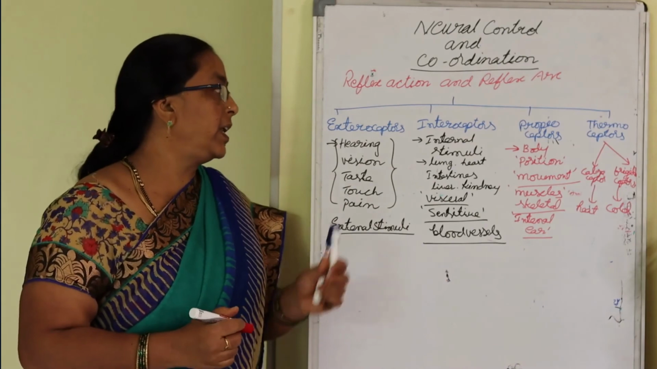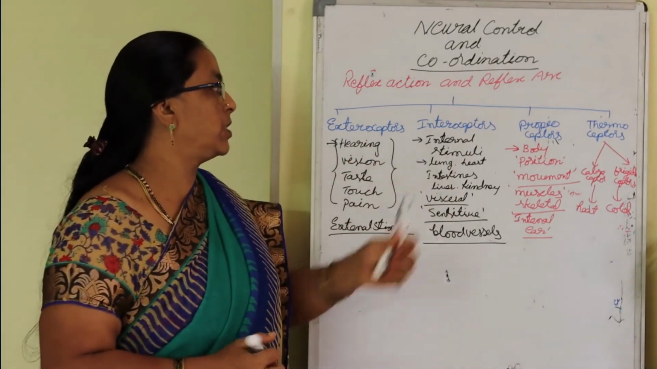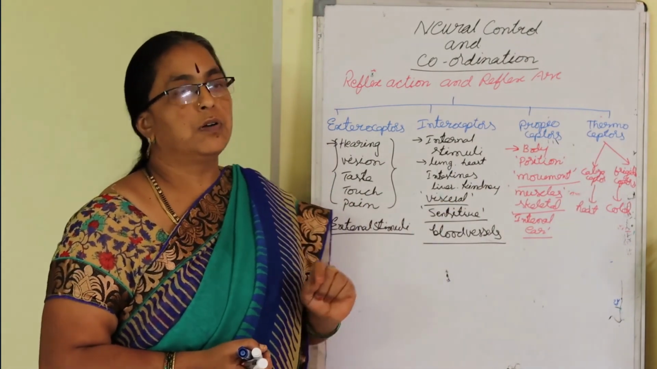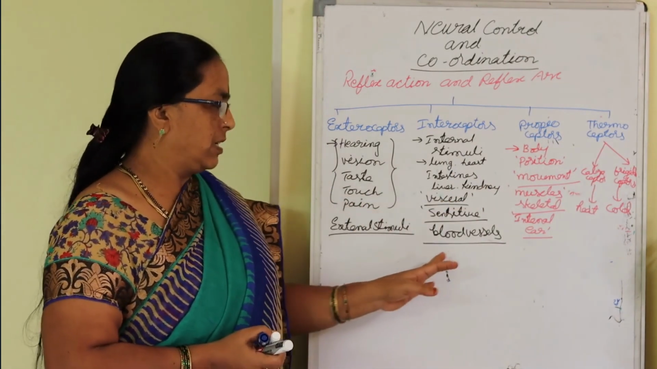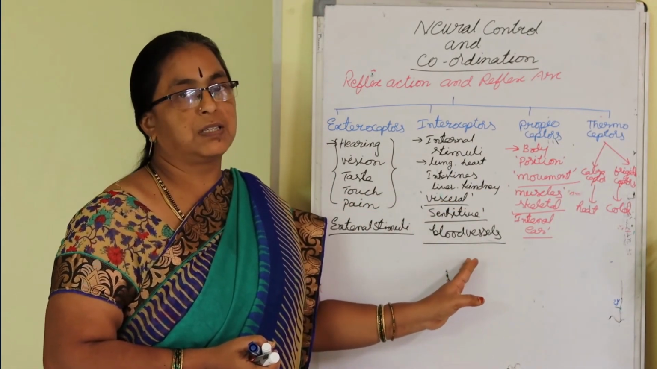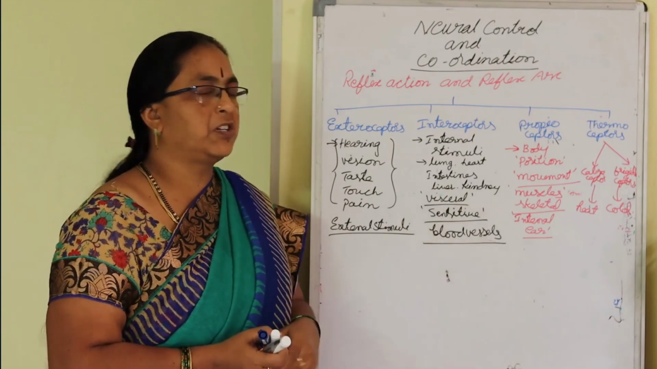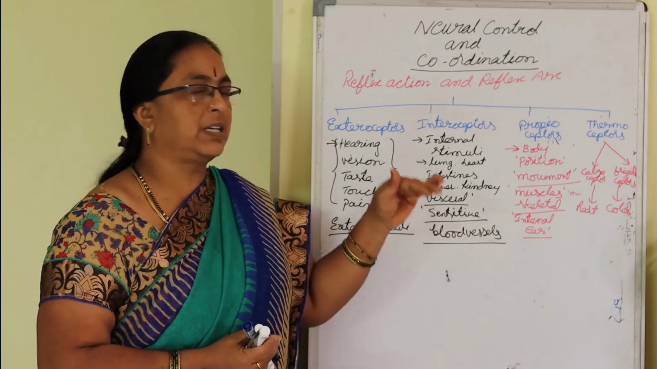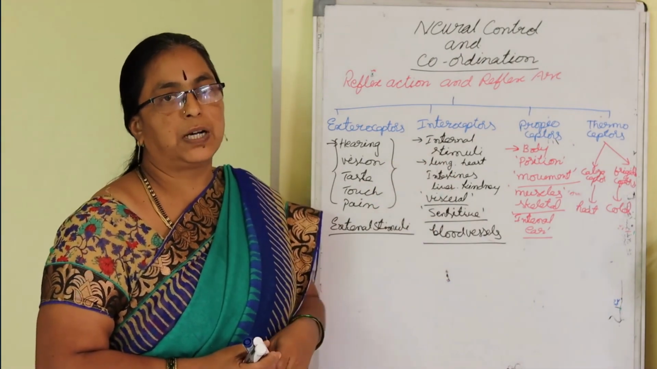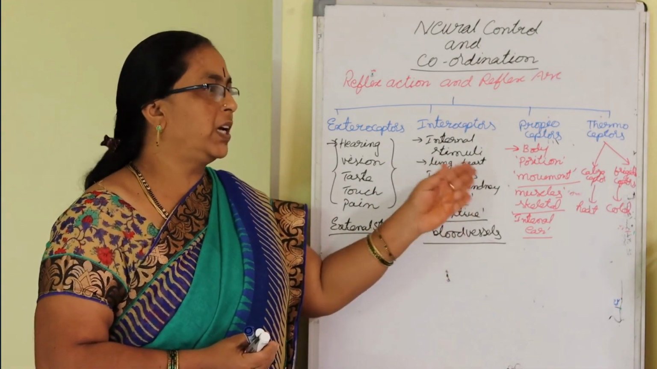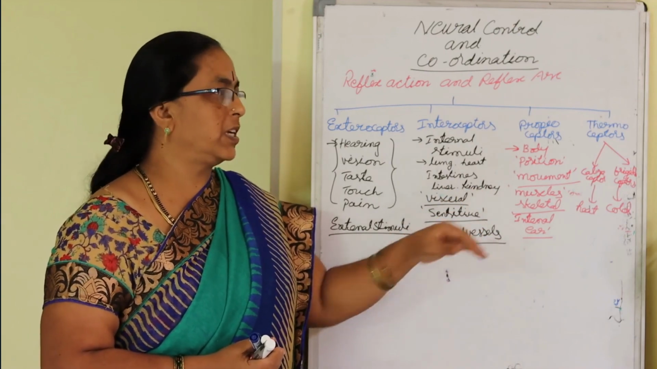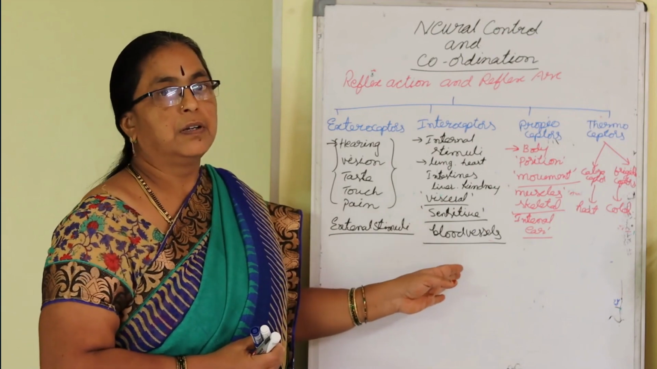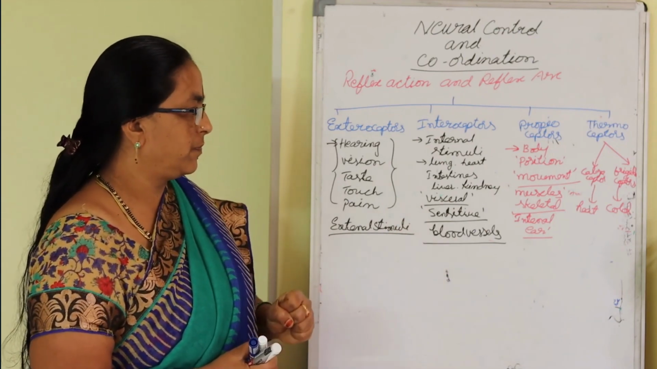So these are the various types of exteroceptors, interoceptors, proprioceptors and thermoreceptors, which give stimuli and response and pass the information to the brain, then it is analyzed, and it is given to the effector or target part, and the motor nerve is important, which gives the signal to the target part. This is the processing of sensory reception.